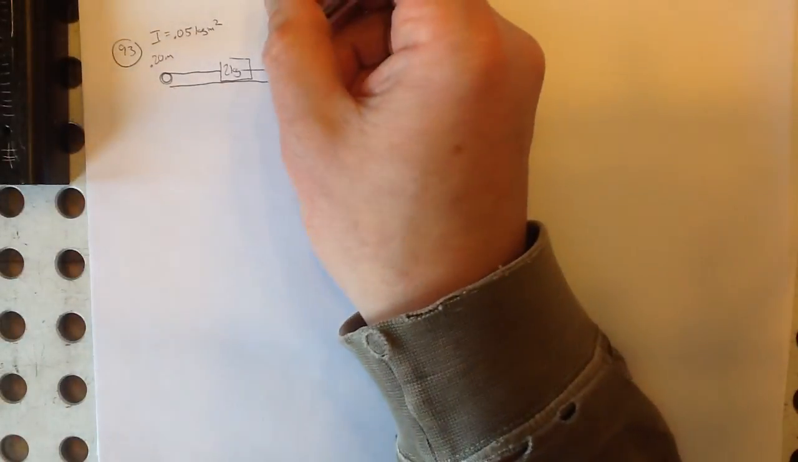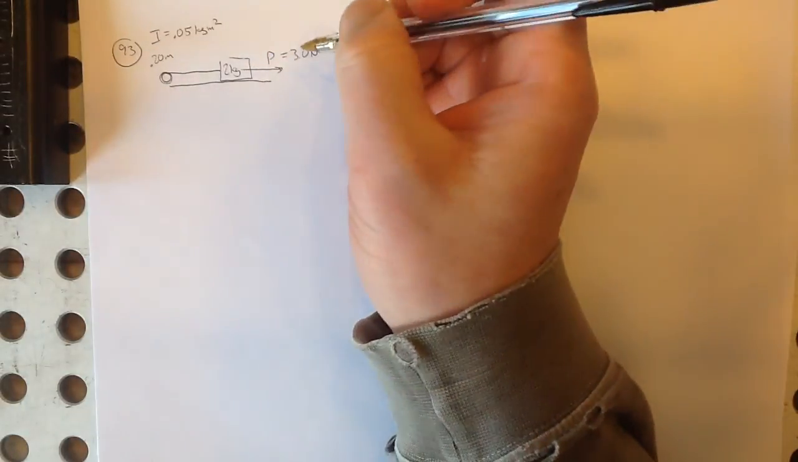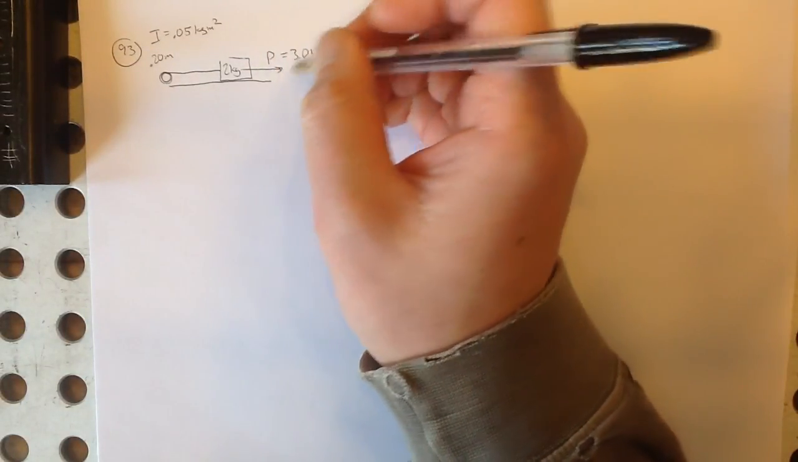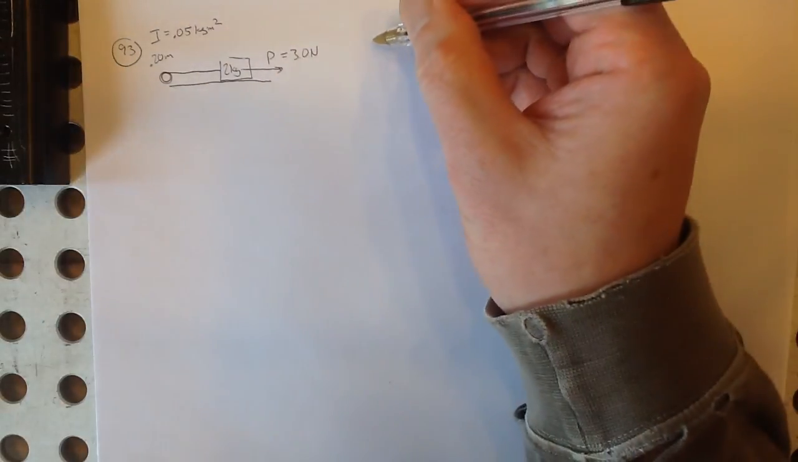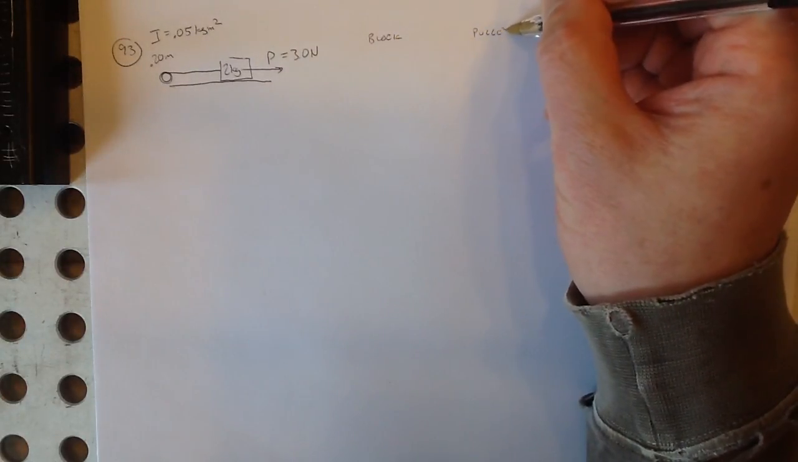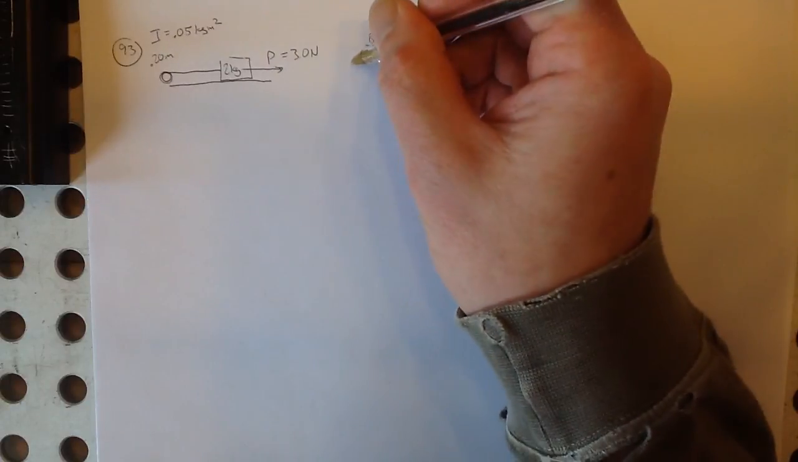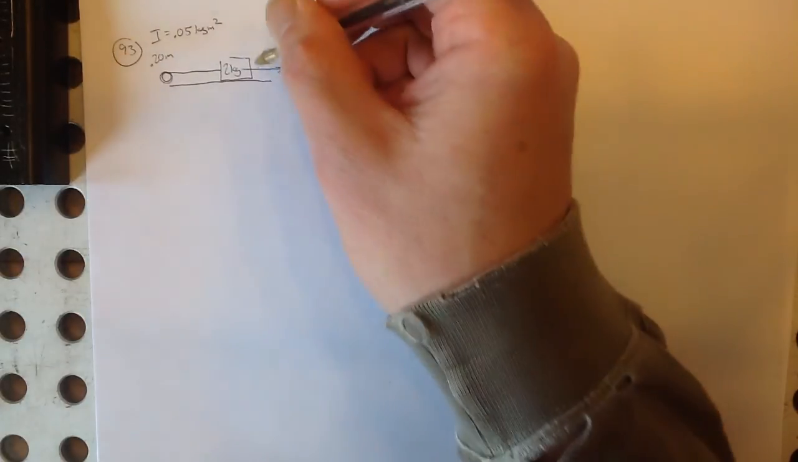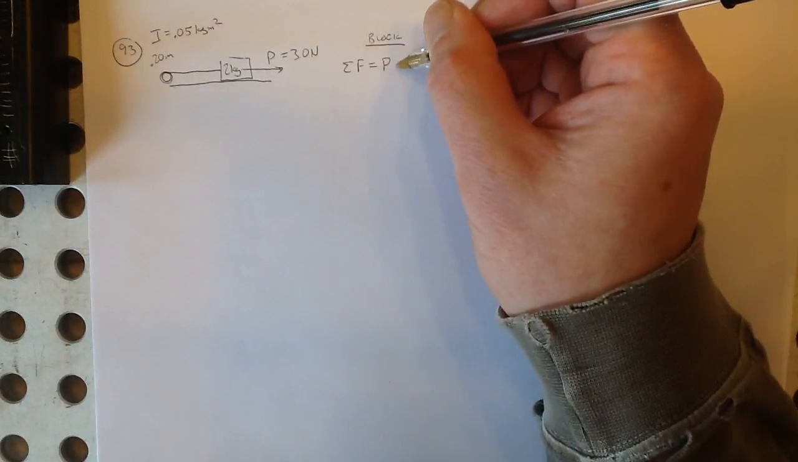The table's frictionless. If a horizontal force of magnitude 3 newtons is applied to the block, what is the magnitude of the angular acceleration of the pulley? Alright, so let's see what we can do here. Let's write the equations for the block and for the pulley. For the block, the sum of all forces on the block: it has this pulling force, P, minus the tension.